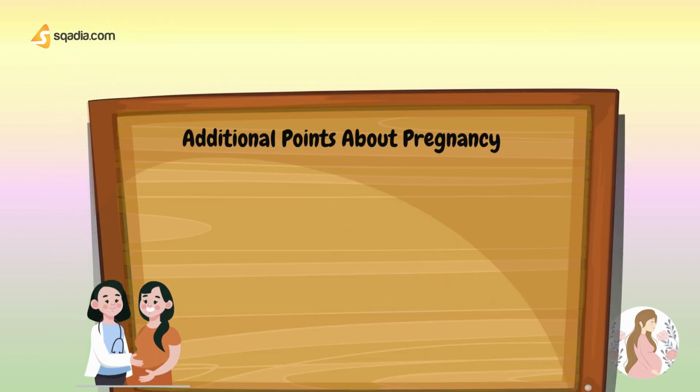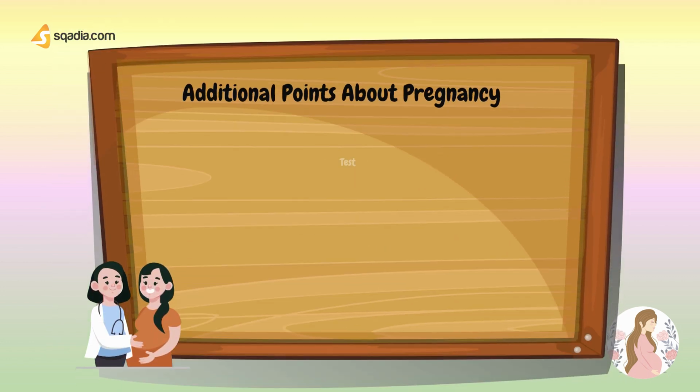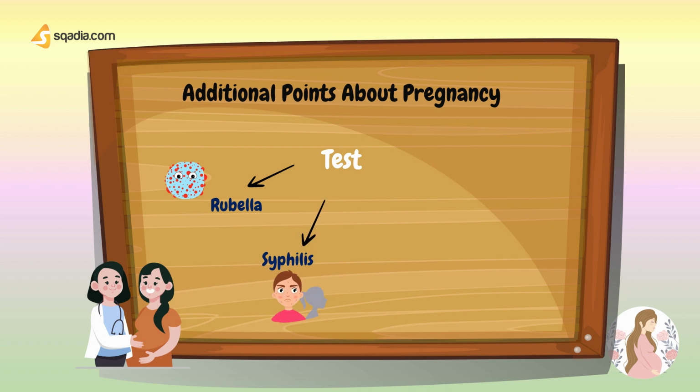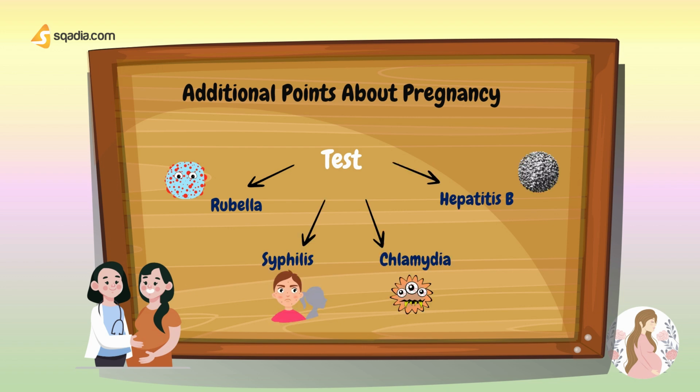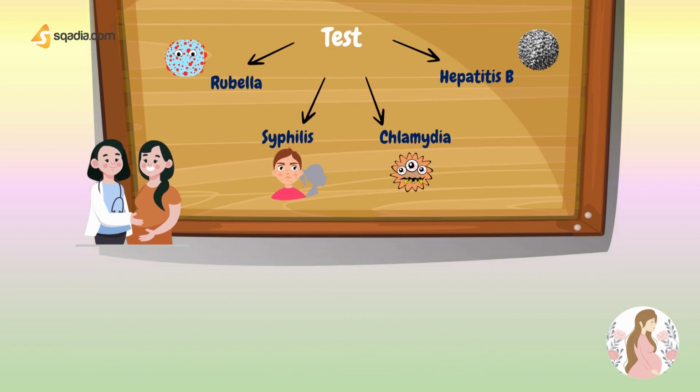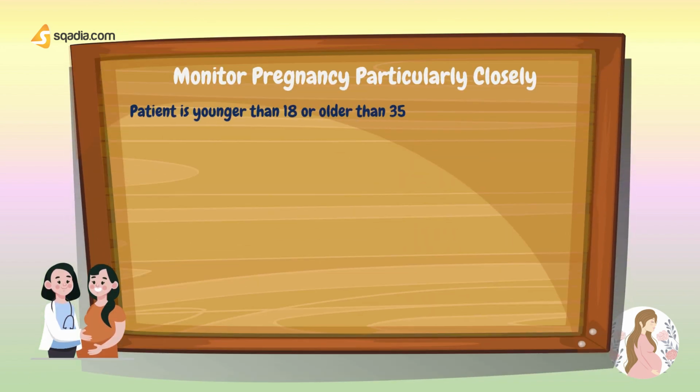During the visit, your patient should be tested for rubella and syphilis, as well as chlamydia and hepatitis B. You should monitor pregnancy particularly closely if any of the following are true. The patient is younger than 18 or older than 35.